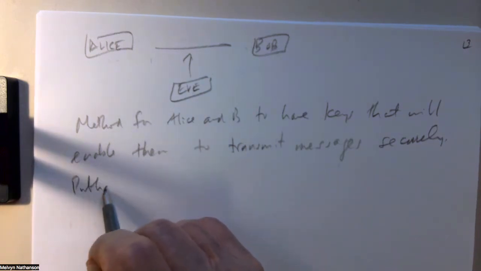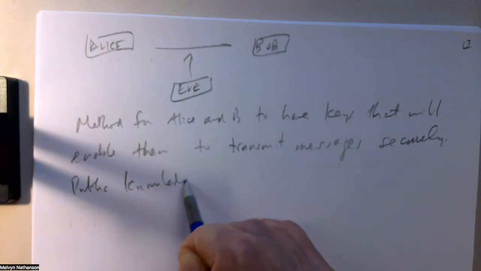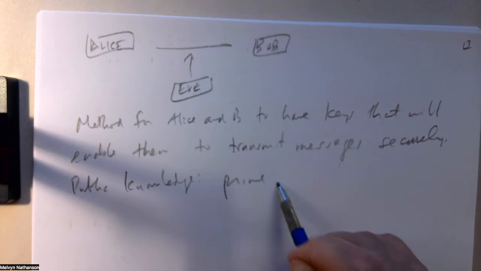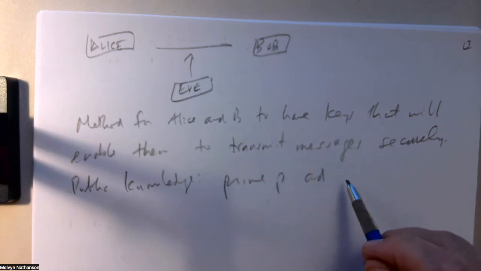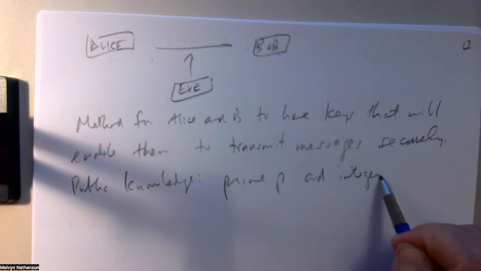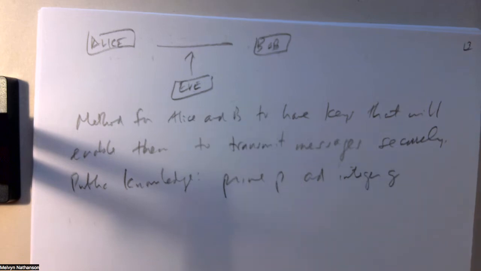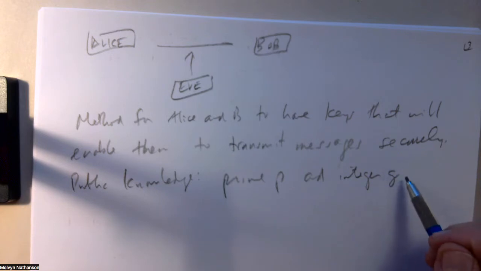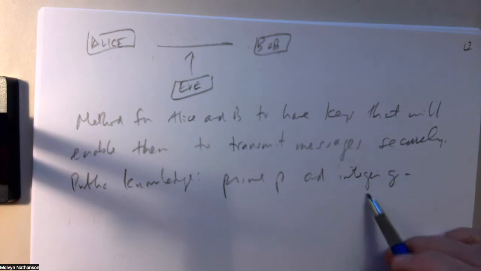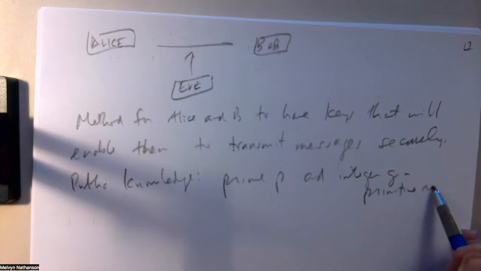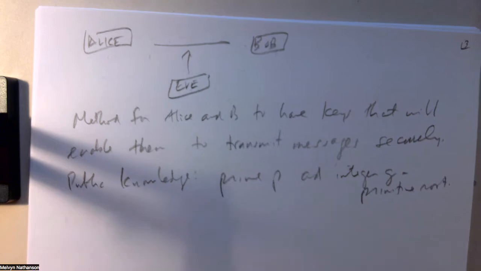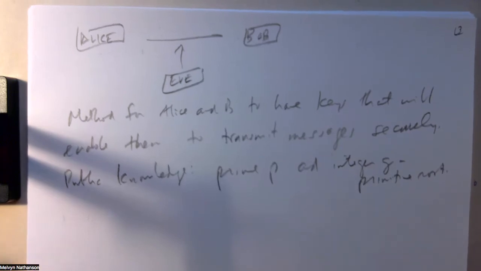So what is it? Public knowledge will be a prime P and an integer G, which is, let's say, just for simplicity, a primitive root mod P. So someone comes up with a prime P and an integer G. It could be Alice, it could be Bob, it could be the government that just announces here's a prime and here's a primitive root. So everyone knows P and G.